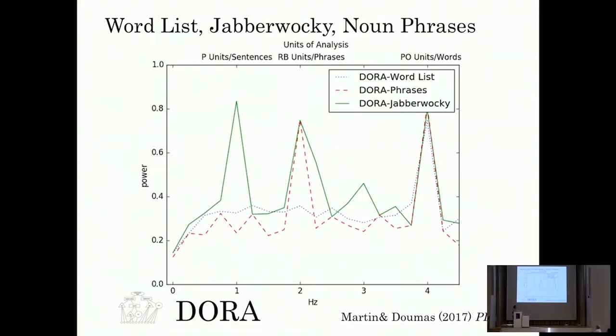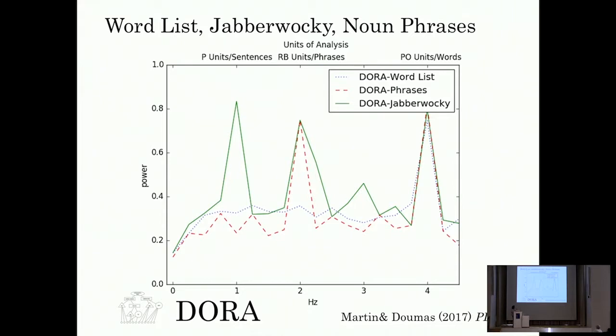All right, so I mentioned the Jabberwocky condition. Here you'll see that the Jabberwocky condition spikes just like the grammatical one. It's maybe difficult to see, but the phrase condition gives us something at 2 hertz and 4 hertz, but not at 1 hertz. And the word list gives us only something at 4 hertz. Now, the Jabberwocky condition we were interested in because we wanted to see whether the model has generalized something that's syntactic, maybe? I think that's still a step too far to go.